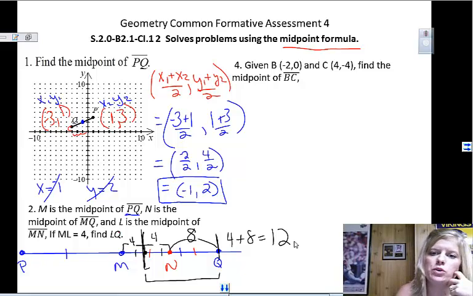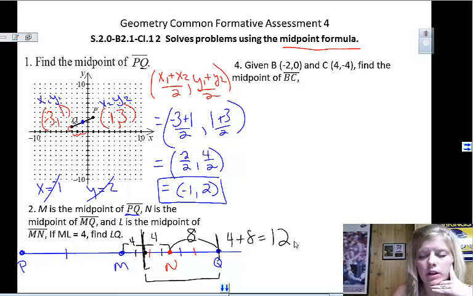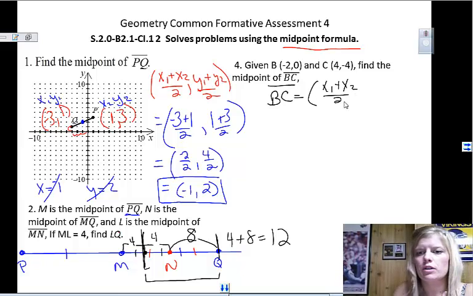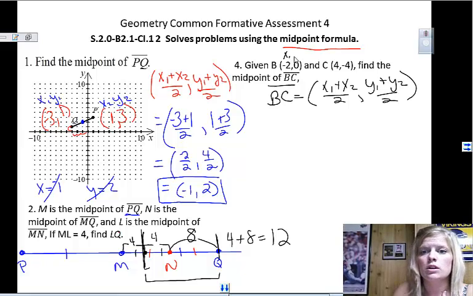Alrighty, for number 4: given B and C, find the midpoint. Well, it's a two-step or two-line problem. I know B and I know C, and I'm looking for the midpoint. So we have to do that midpoint formula. X1 plus X2 divided by 2. Y1 plus Y2 divided by 2. Label what you know. X1, Y1. X2, Y2.